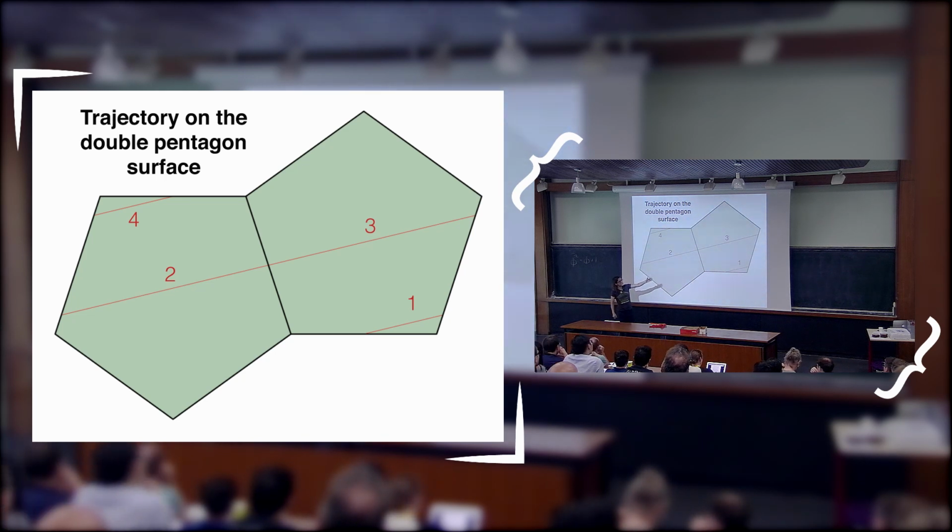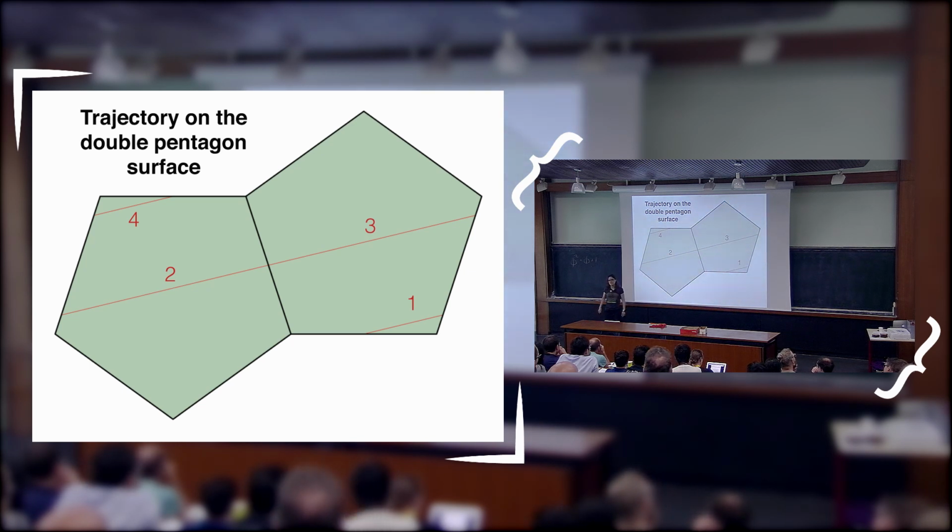It has these four pieces, so this is a periodic trajectory. Maybe we could say it starts here at the bottom, it goes up to there, then it comes over to here, goes across to there, and then comes up to here and is periodic. So it has these four pieces.